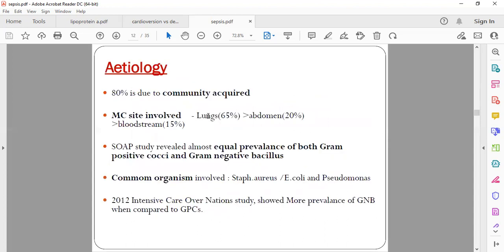Etiology-wise, the most common, 80%, is community acquired, and the most common site involved, based on the studies we have seen, is the lungs. The majority of infections, in 65% of cases, are because of the lungs, and the second is the abdomen. Also the SOAP study has revealed that gram positive cocci and gram negative bacilli are equally prevalent. So there is nothing like only gram negative or gram positive organisms being responsible for infection. It can be equally involved. The most common organisms found are Staph aureus, E. coli, and Pseudomonas.